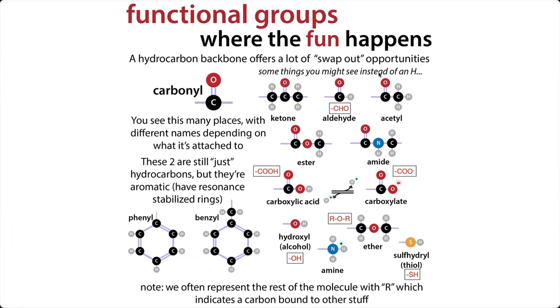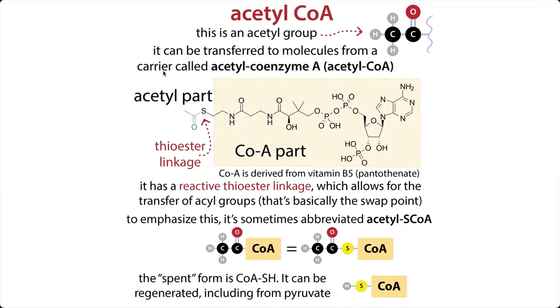We call this an acetyl group: this carbonyl next to this methyl group. And one of the places you'll see an acetyl group in biochemistry is in acetyl-CoA. The acetyl group is attached to this big old handle thing called CoA, coenzyme A, which is derived from vitamin B5, or pantothenate. And it's attached through a thioester linkage.